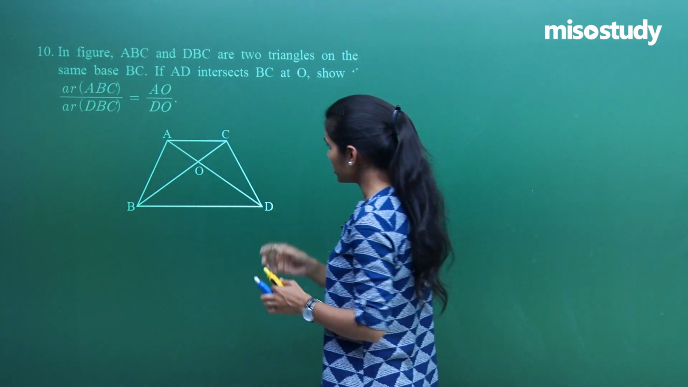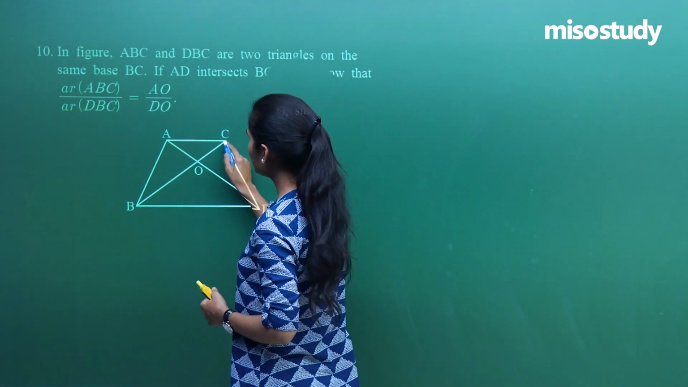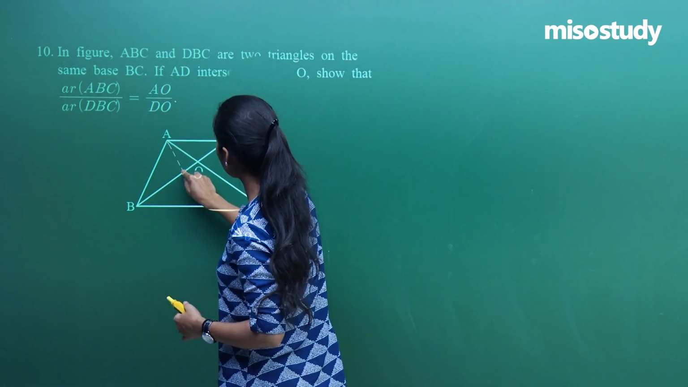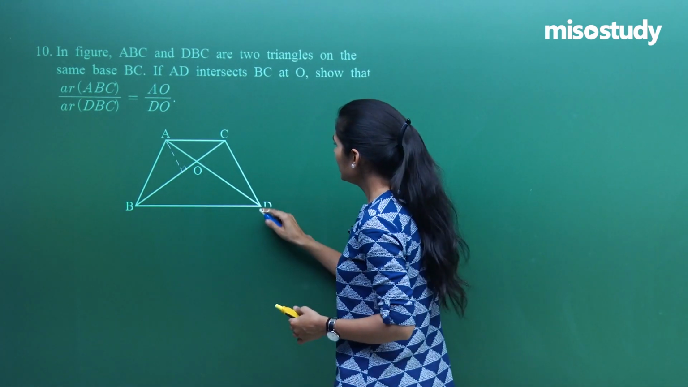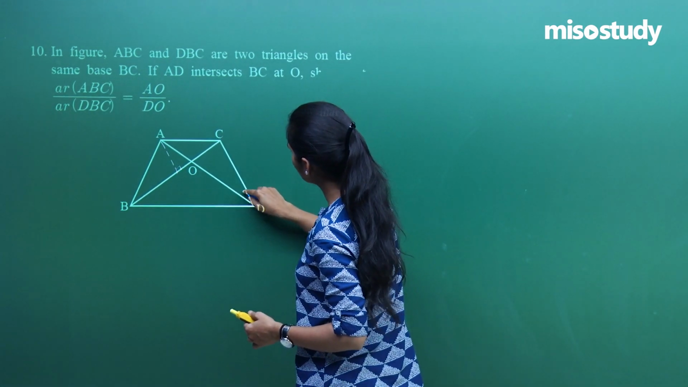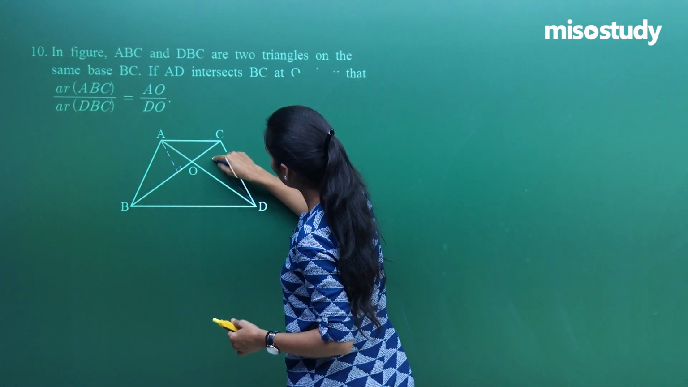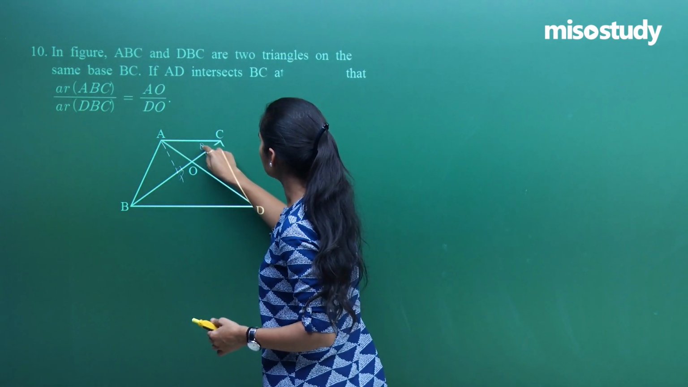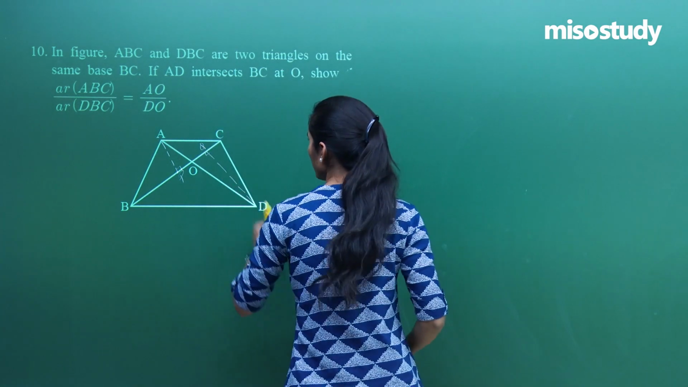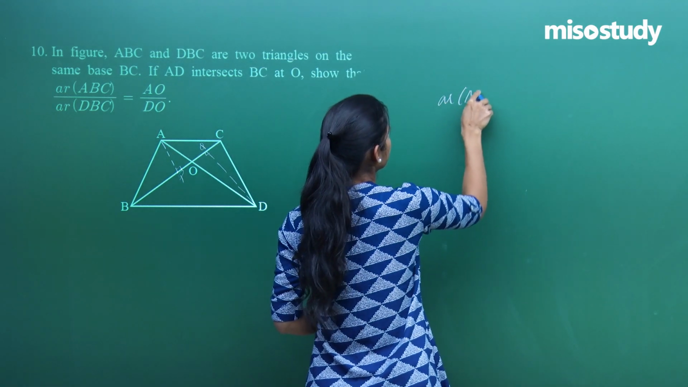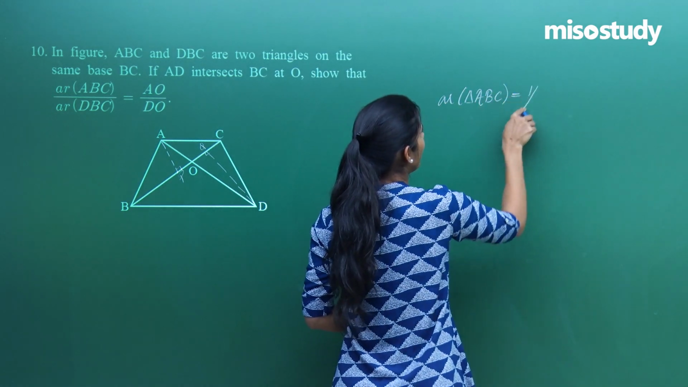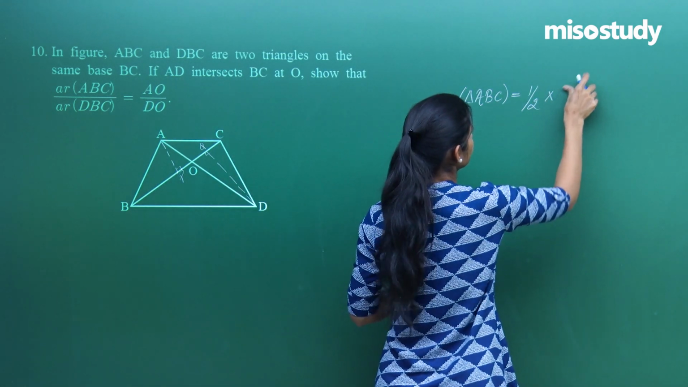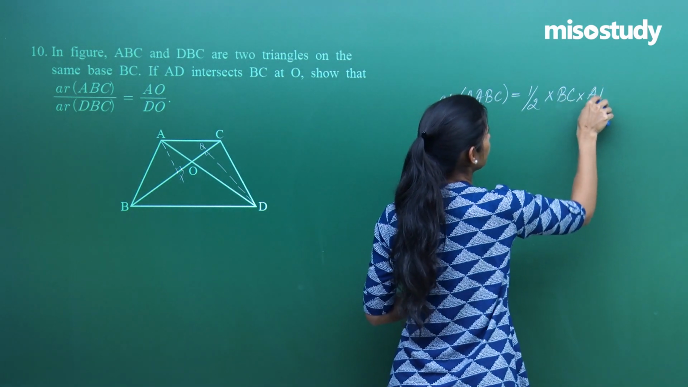First of all, what we are going to do is, I am interested in triangle ABC and triangle CBD. First of all, I will be dropping a perpendicular from A onto side BC, and I will also be dropping a perpendicular from D onto this side BC again. Say this is P, say this is Q. Area of triangle ABC is equal to half into base into height. Base is BC, height is AP.